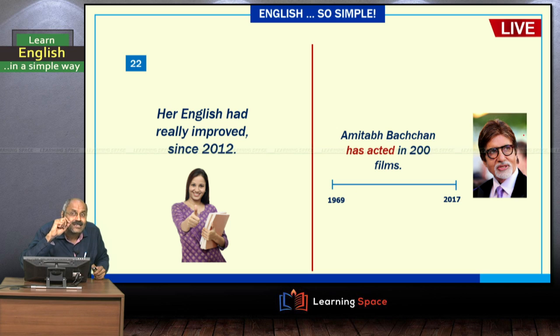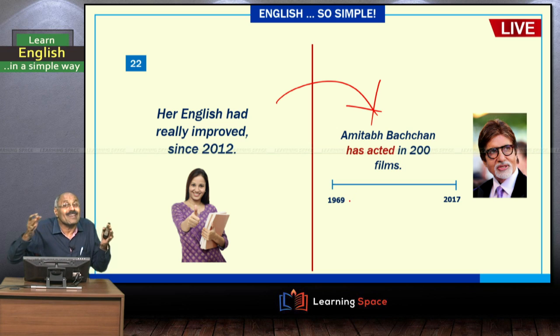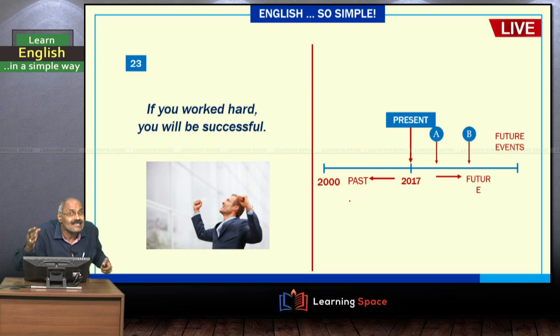Her English had really improved since 2012. It is similar to this one: Amitabh Bachchan has acted in 200 films. So, her English has really improved since 2012, because from 2012 it is up to present. So, it should be present perfect, linking with the present.